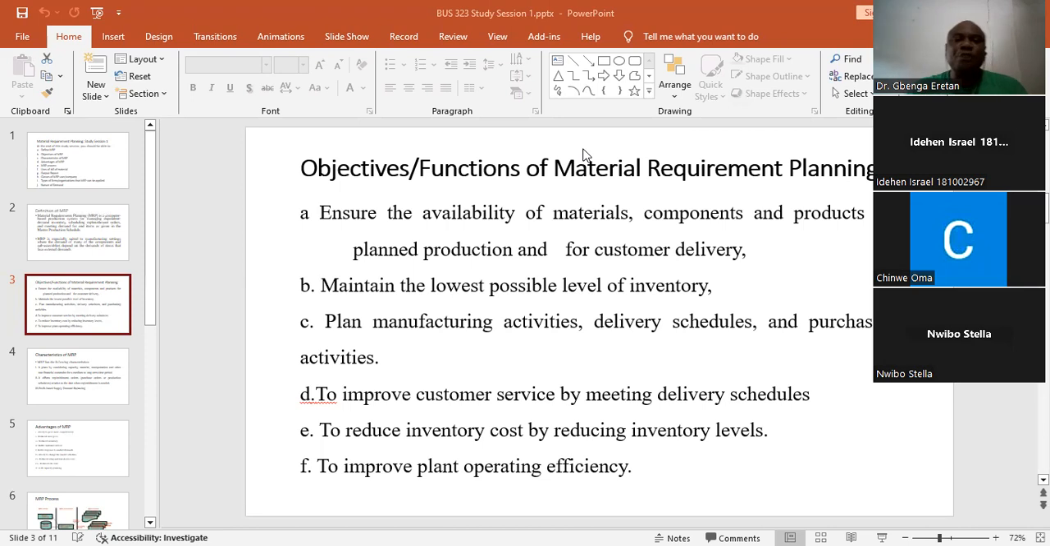It also helps to improve customer service by meeting delivery schedule. Number five, it helps to reduce inventory cost by reducing inventory level.